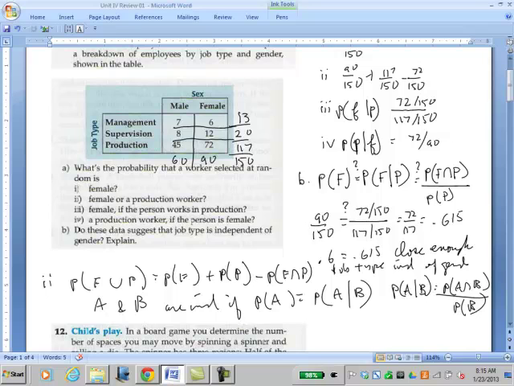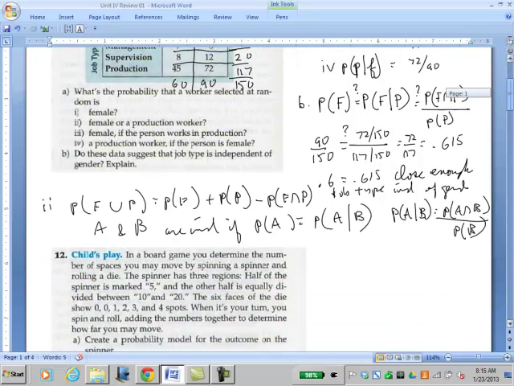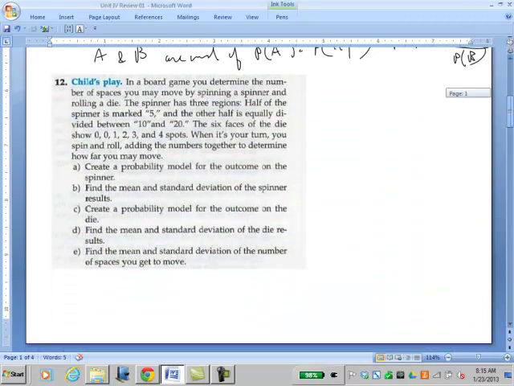You can always go back to it. Number 12, child's play. Okay, you've got a board game.